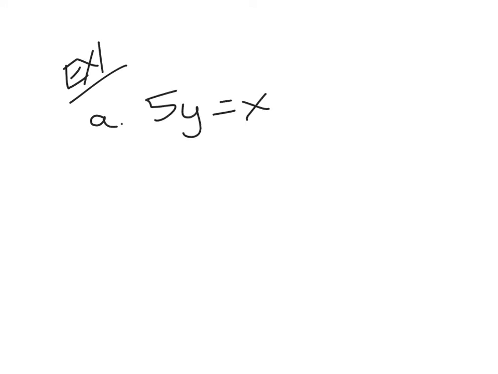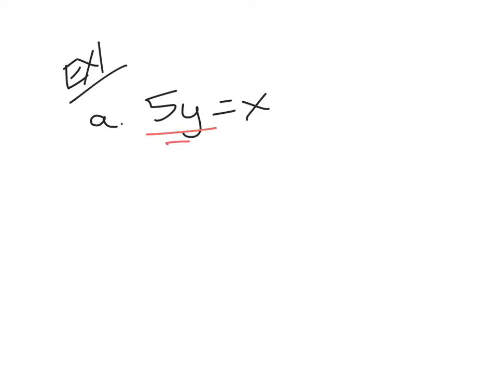All right, so let's practice one of these. This is example 1. Put this in your journals. We have 5y equals x. You're going to solve for y every single time and tell me whether it's direct variation, inverse variation, or neither, because it could be neither. All right. So in this one, how do I solve for y?